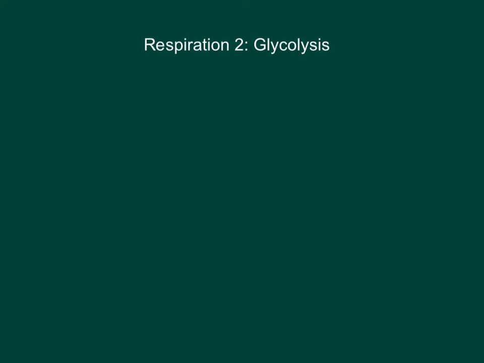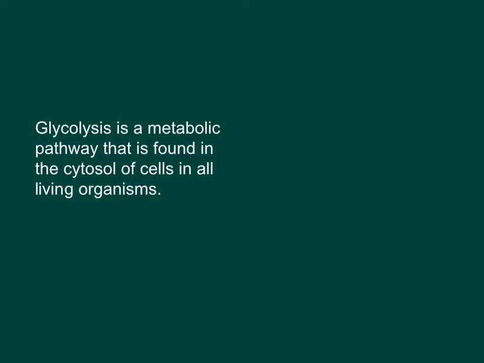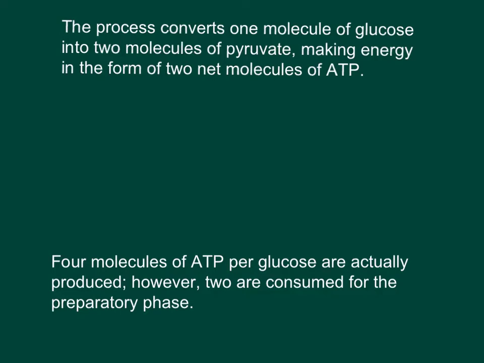For the second standard of respiration, I'm going to be talking about glycolysis. Glycolysis is a metabolic pathway that is found in the cytosol of cells in all living organisms. The process converts one molecule of glucose into 2 molecules of pyruvate, making energy in the form of 2 net molecules of ATP. 4 molecules of ATP per glucose are actually produced, however 2 are consumed for the preparatory phase.